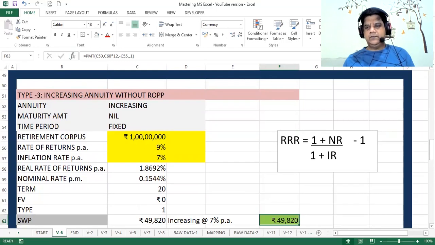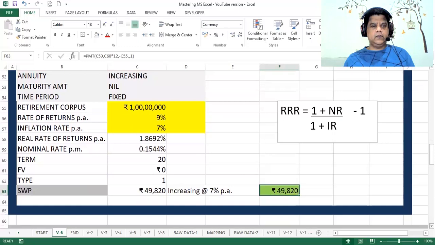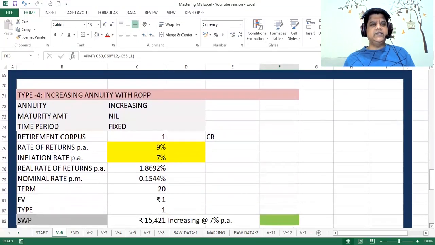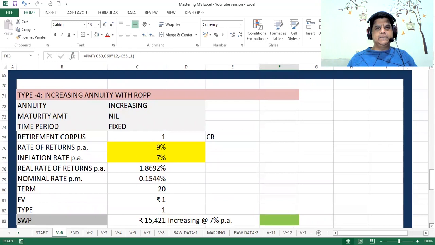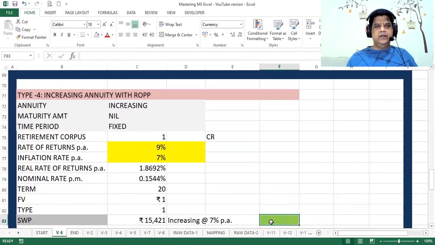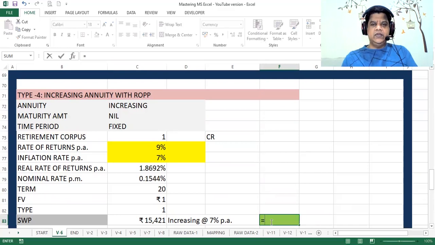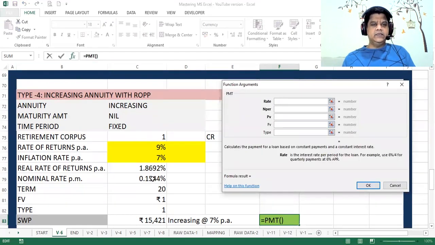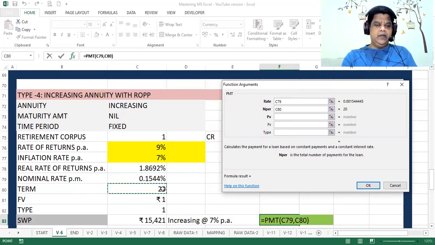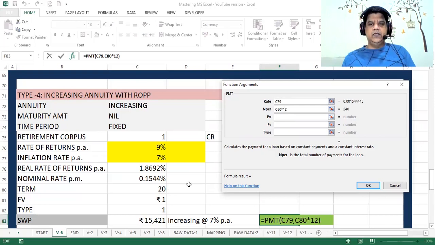Let's do one more calculation. So increasing annuity with return of purchase price. Everything else remains the same. Only difference, which you know, is that on maturity also you'll have the same amount which is there. Okay, so let's do the calculation. Is equal to PMT, bracket open, FX. The rate is this amount. N per is 20 years multiplied by 12. PV will be minus 1 CR.